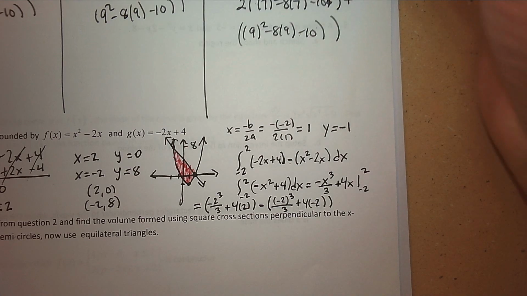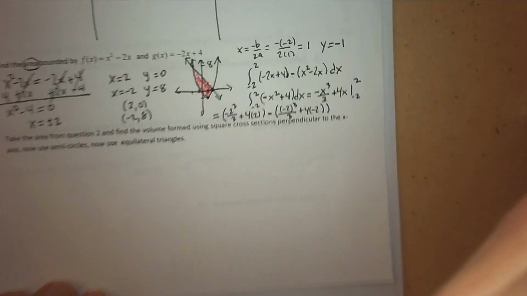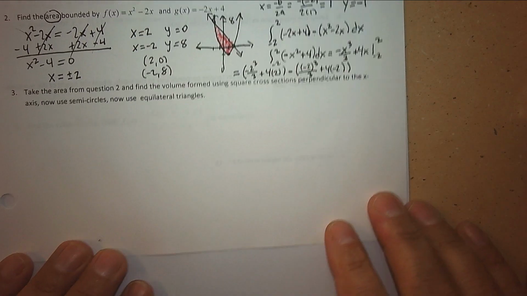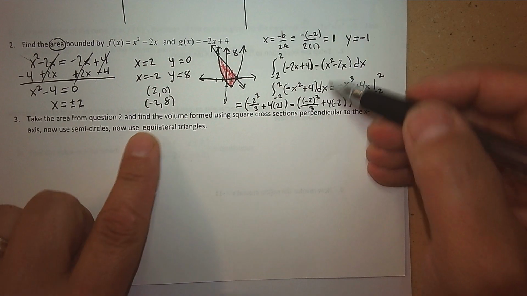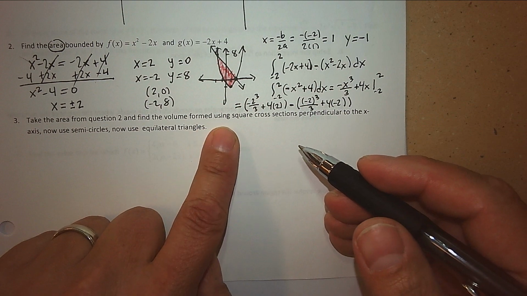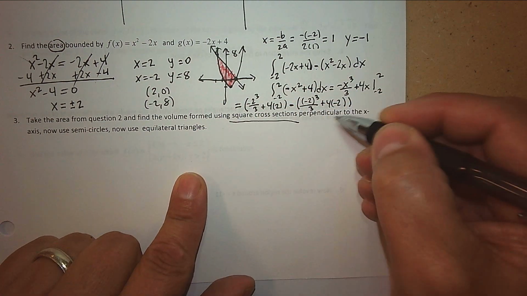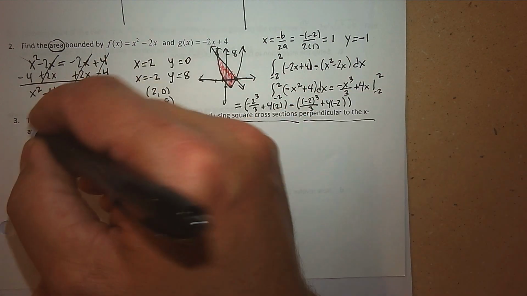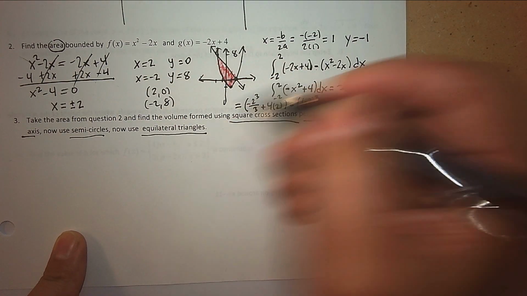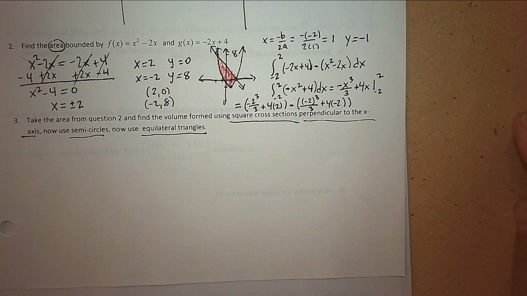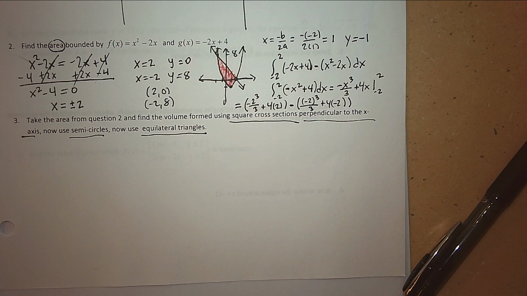So again, when you're ready, read question number 3. It says, take the area from question number 2, see the area we found, and find the volume formed by using square cross-sections perpendicular to the x-axis. Then it says now use semicircles and now use equilateral triangles. Now the good news is, because of the work we did in number 2, now it's really simple to be able to do what we're doing.